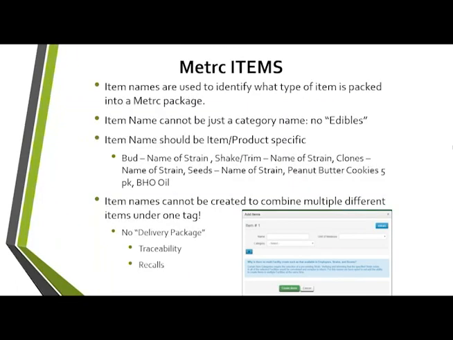So going to go to admin. Like I said, the item names, we want those to be as specific as possible to make sure that it's clear for both the regulators, but also for you and your employees. A good example would be if you're doing pre-pack flower, you want to have the strain name, that it's flower, and then potentially add the denomination of the pre-pack as well to differentiate between the two of them. Like I said, the item name should be item or product specific. And item names cannot be created to combine multiple different items under one tag. So if you're thinking gift baskets, things like that, that's not going to be an item that's allowed to be created here.